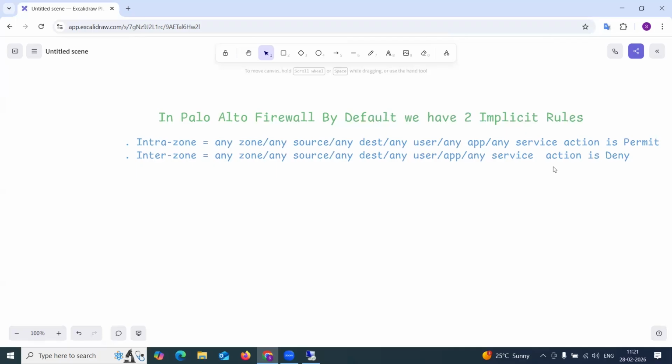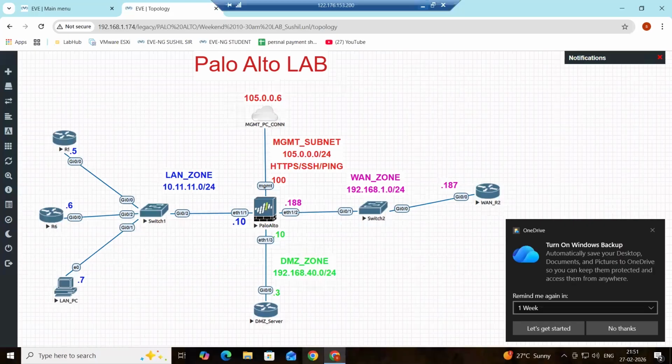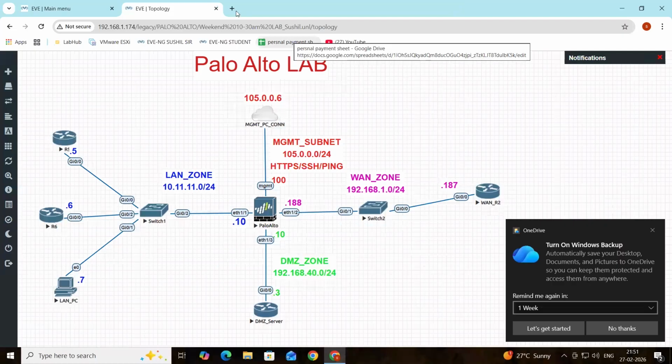It is a default policy, right? We are just checking what type of policy is in use, intrazone or interzone, and it will take it automatically. Right now, forget about creating any rule. Just see what is present inside your firewall. It's by default; we call it an implicit rule.